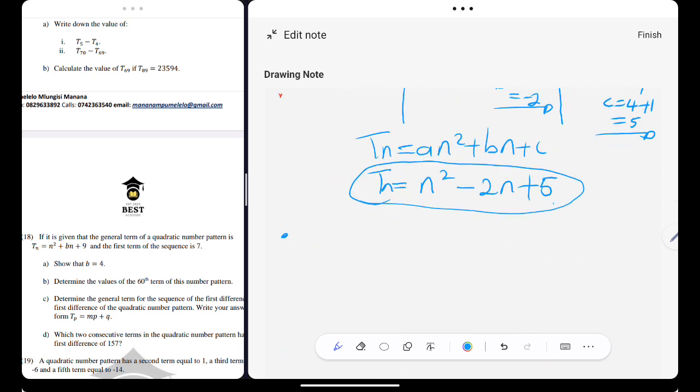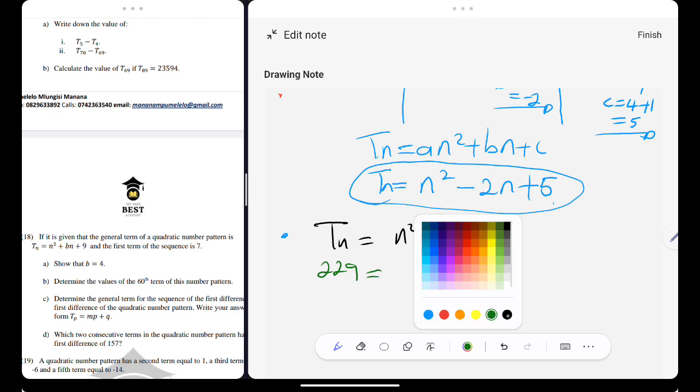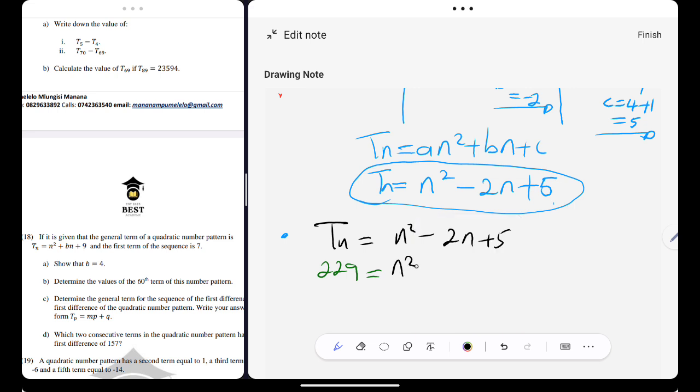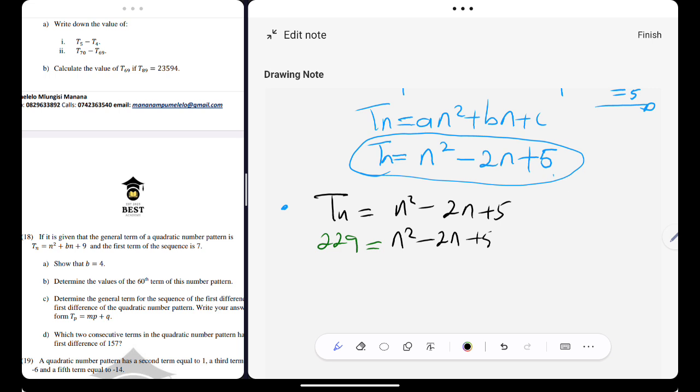Okay, it simply means Tn, which is equal to n squared minus 2n plus 5. Whenever I see Tn, I'll put 229 here, and then I'll have n squared minus 2n plus 5. I'm solving for n. I want to know in which position 229 is at. So I'm solving, and this is a quadratic equation. Are you together?